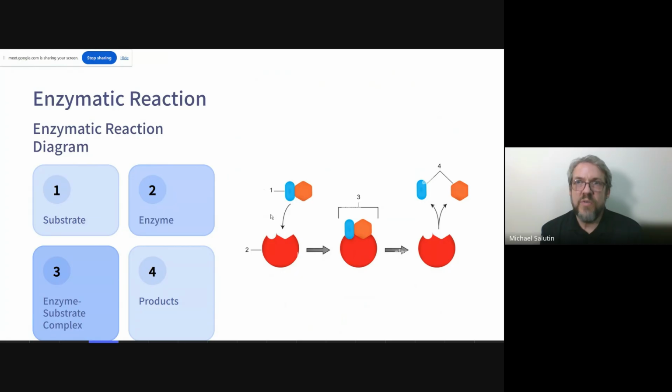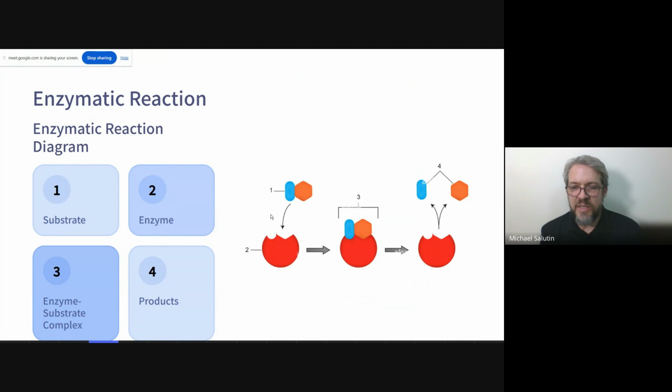What you need to know for the final is not the specific example in this case, but the general name for these parts of the reaction. Number 1 is the substrate, any chemical that is being acted on by an enzyme.